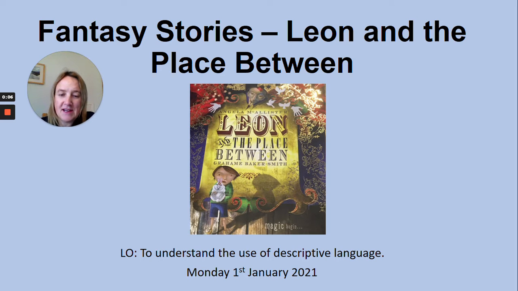This week we're going to carry on with our new book, Leon and the Place Between, and our learning objective today is to understand the use of descriptive language. And that's really important in a story. Often when we don't have a nice picture book like this, we really rely on the author's language to bring that story to life, just like Eagle in the Snow we're reading at the moment, and Letters from the Lighthouse, and how we can start to picture that in our minds. So we're going to be looking at some of that today.